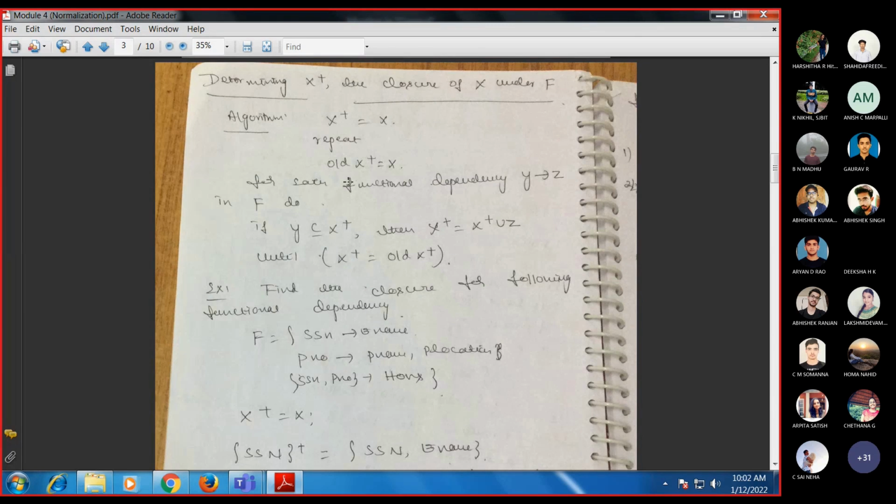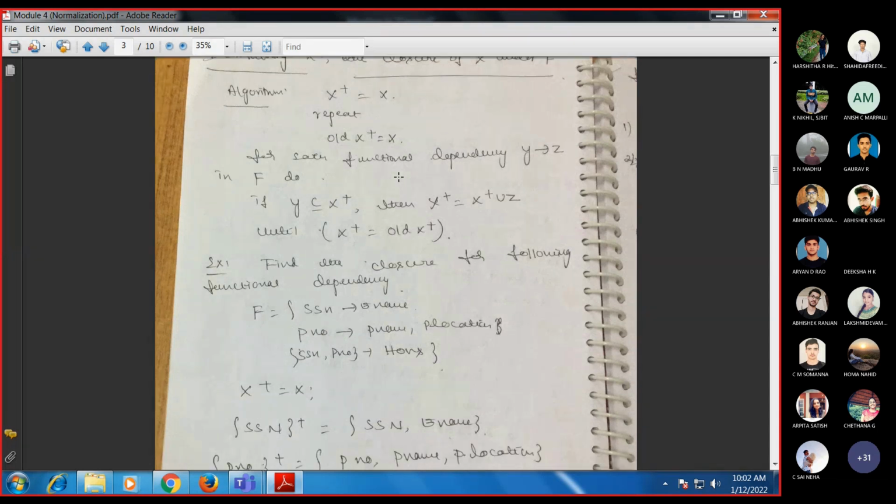This is the algorithm here. Is this algorithm clear? The algorithm just takes 4 steps. First, set the X closure to X. Then we repeat until we get the old X closure equal to the X closure. For each functional dependency Y determinant Z in F, if Y is a subset of the X closure, yes, then add Z to the X closure. Repeat until you get the X closure equal to the old X closure here. Now let us take one example along with this.